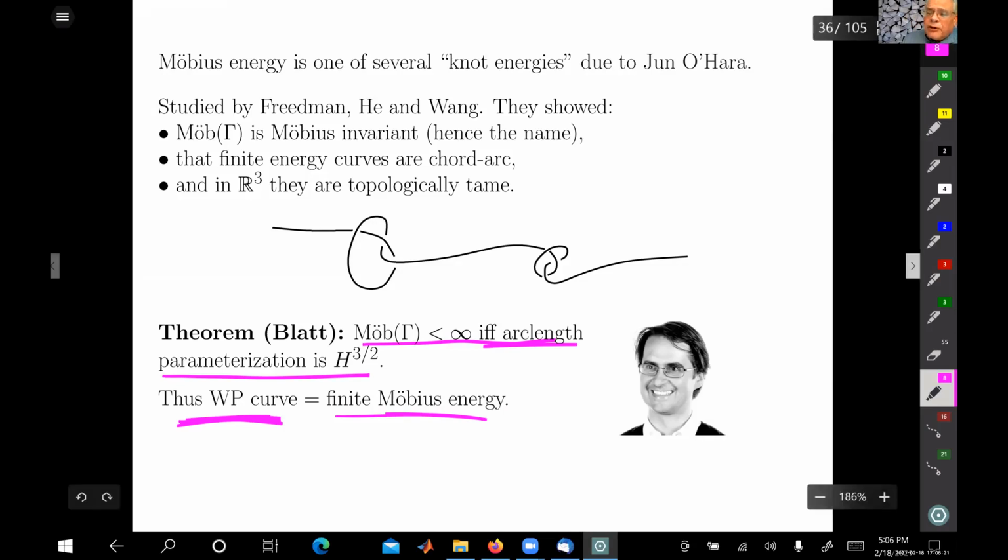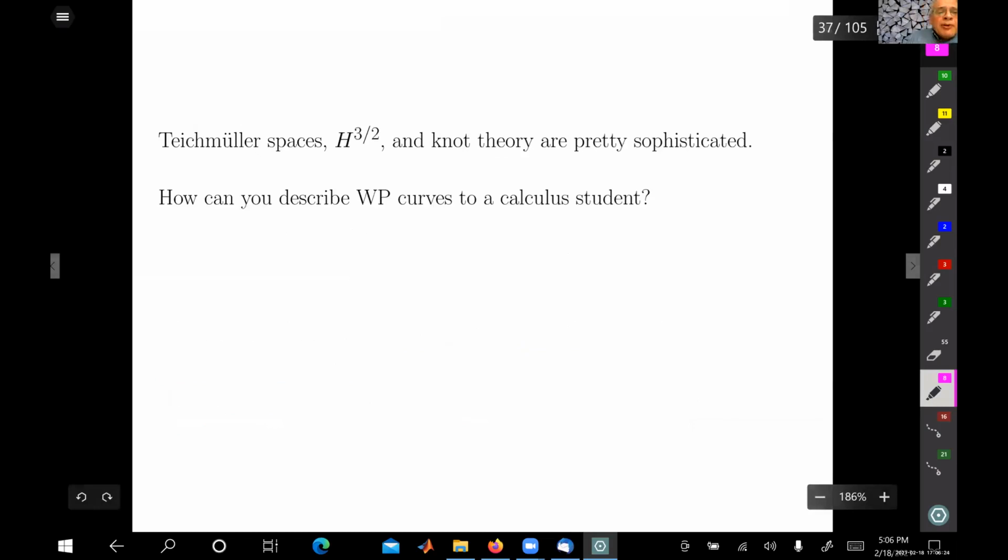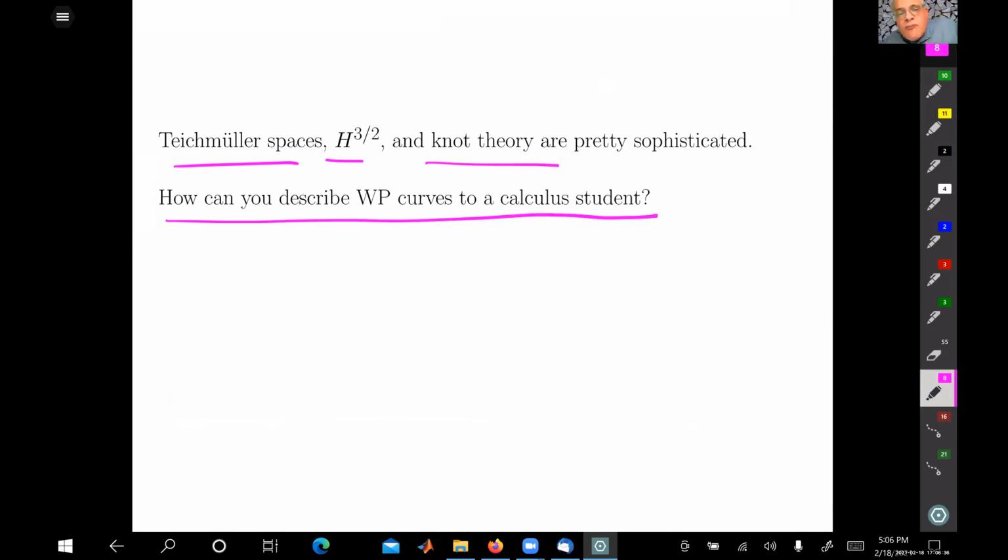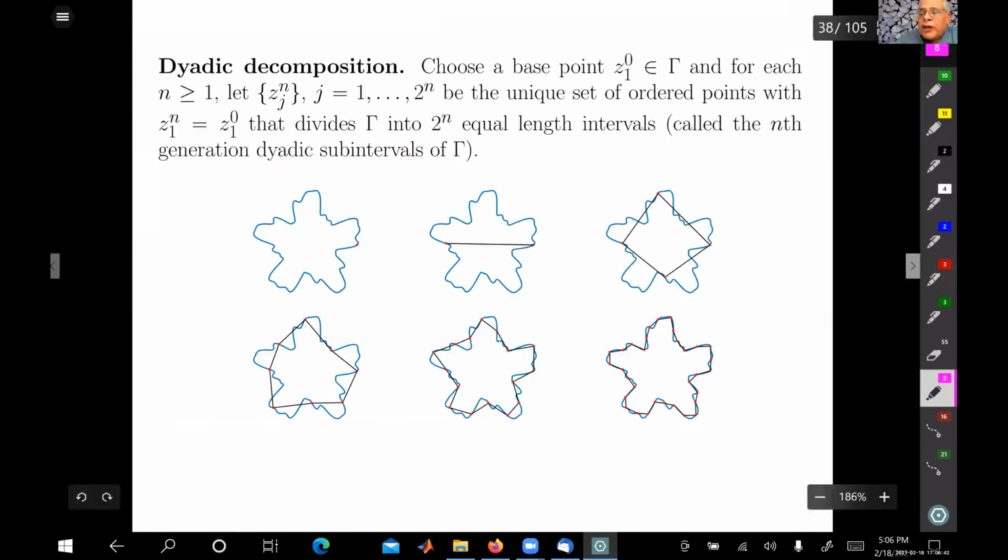Now, this is all very good. You're professional mathematicians, so things like Teichmuller space and Sobolev spaces and knot theory do not intimidate you in the least. But suppose you wanted to maybe devote one of your calculus lectures to Weil-Petersson curves. These approaches might be a little bit too sophisticated for that, but there's a way you can tell your calculus students what they are. And I'll tell you.